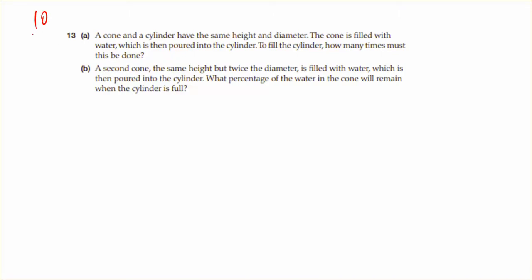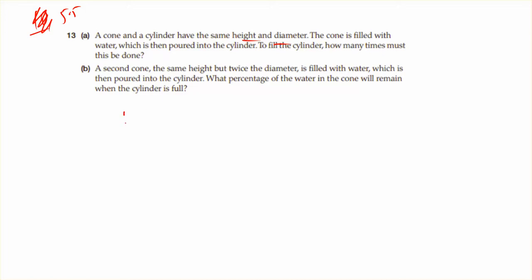We're going to look at exercise 5.5, question 13. A cone and a cylinder both have the same height and diameter. The cone is filled with water, then poured into the cylinder. To fill the cylinder, how many times must this be done? So we're assuming that the cone is smaller than the cylinder. Let's see why that is.